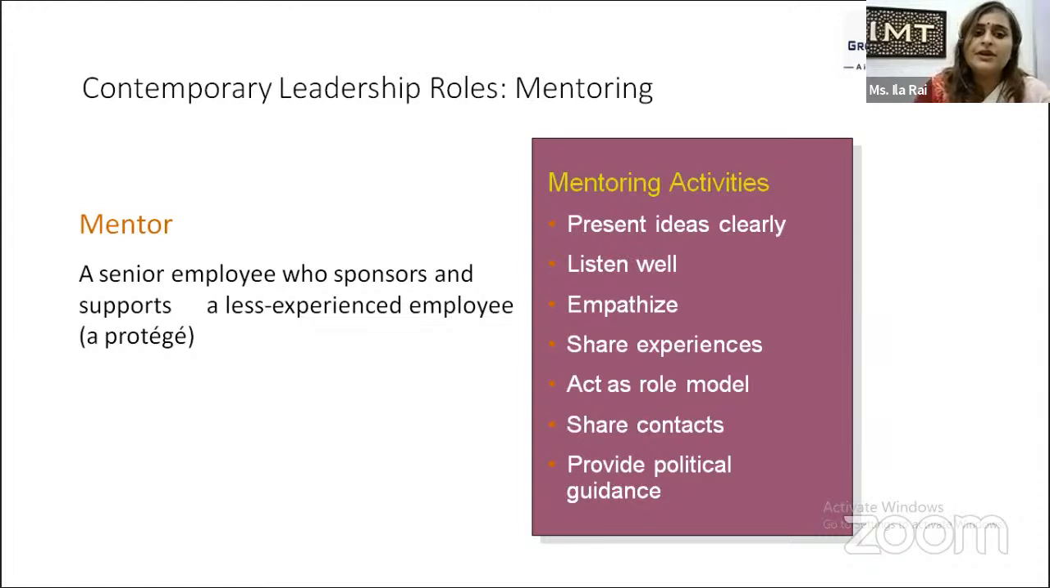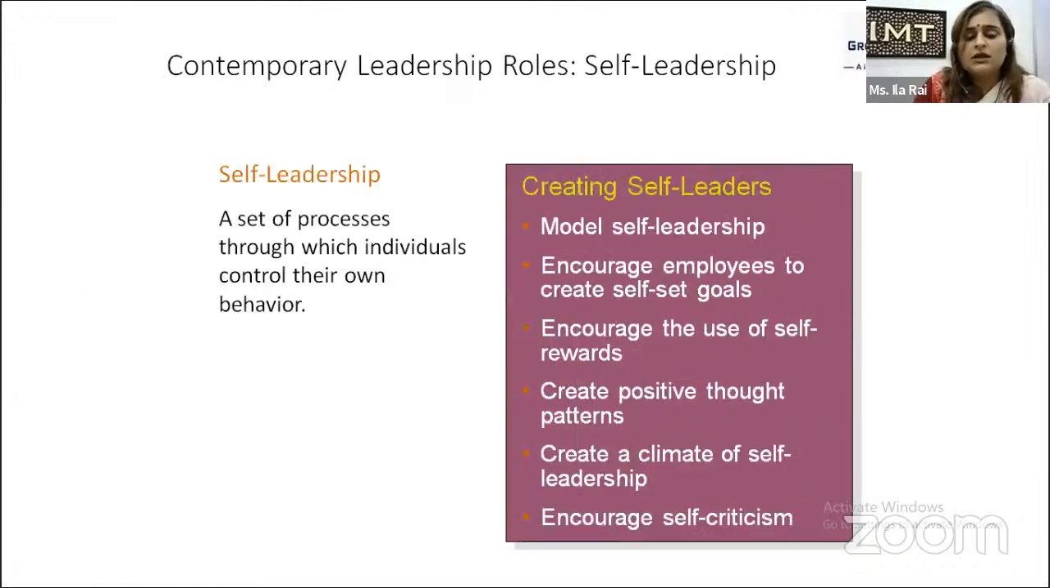Another contemporary leadership role is mentoring. A mentor is a senior employee who sponsors and supports a less experienced employee. This less experienced employee is called a protege. The third contemporary leadership role is self-leadership. It is a set of processes through which individuals control their own behavior.